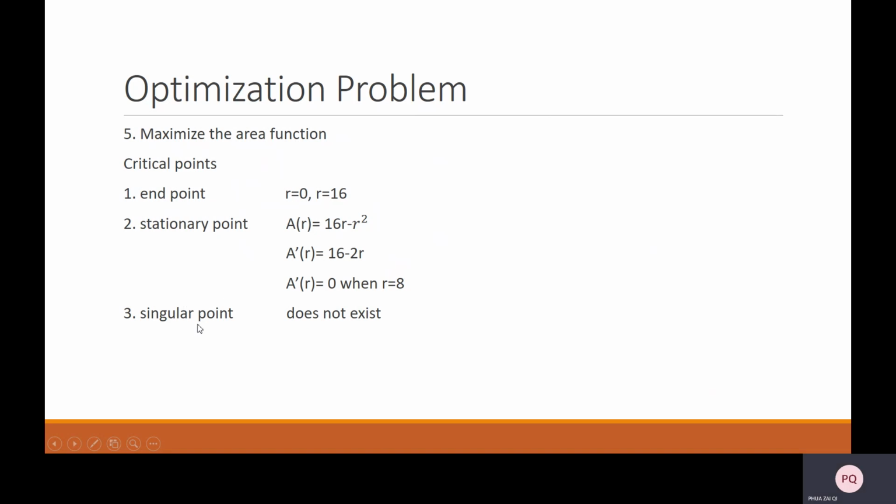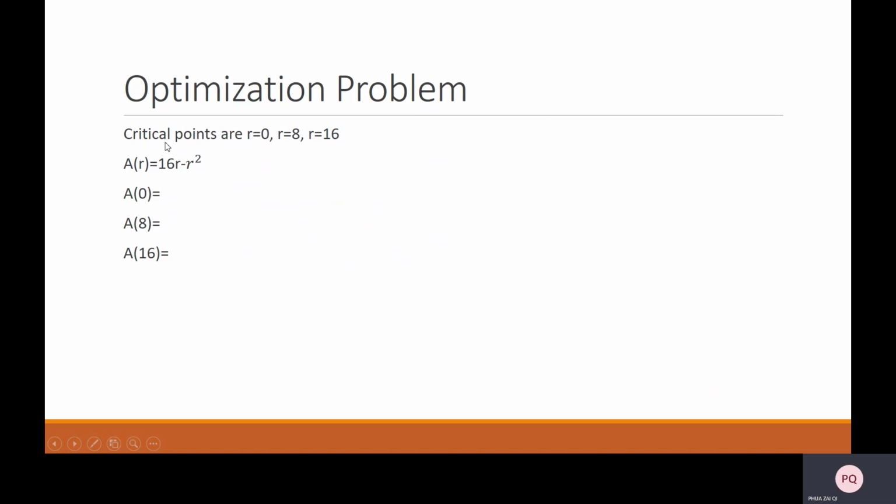Lastly, the singular point. A singular point is a point at which the first derivative doesn't exist. The first derivative is equal to 16 minus 2r, which is a polynomial, which is a line. So all the points on this line are defined, so the singular point doesn't exist in this equation. After that, we have all the information we need. Critical points are r equal to 0, r equal to 8, and r equal to 16.